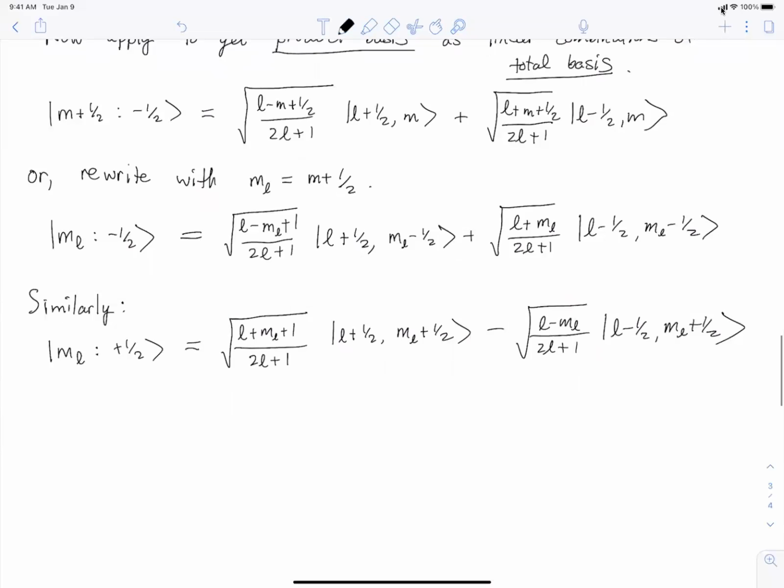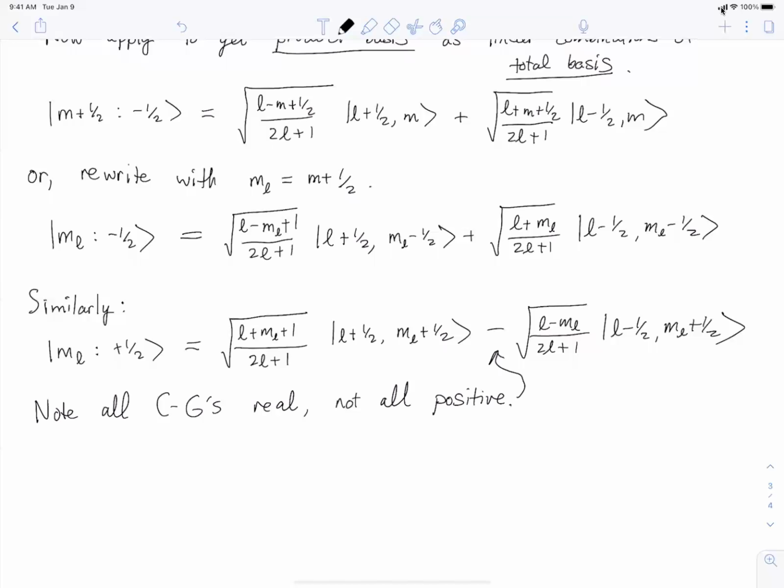Okay, so just as a note again, all Clebsch-Gordans are real in our convention, but they're not all positive. And so that's what different sensible conventions do, is they choose which ones you're going to make negative because you can't make them all positive. And so in this convention, that's the one that happens to be negative. Okay, questions on that?